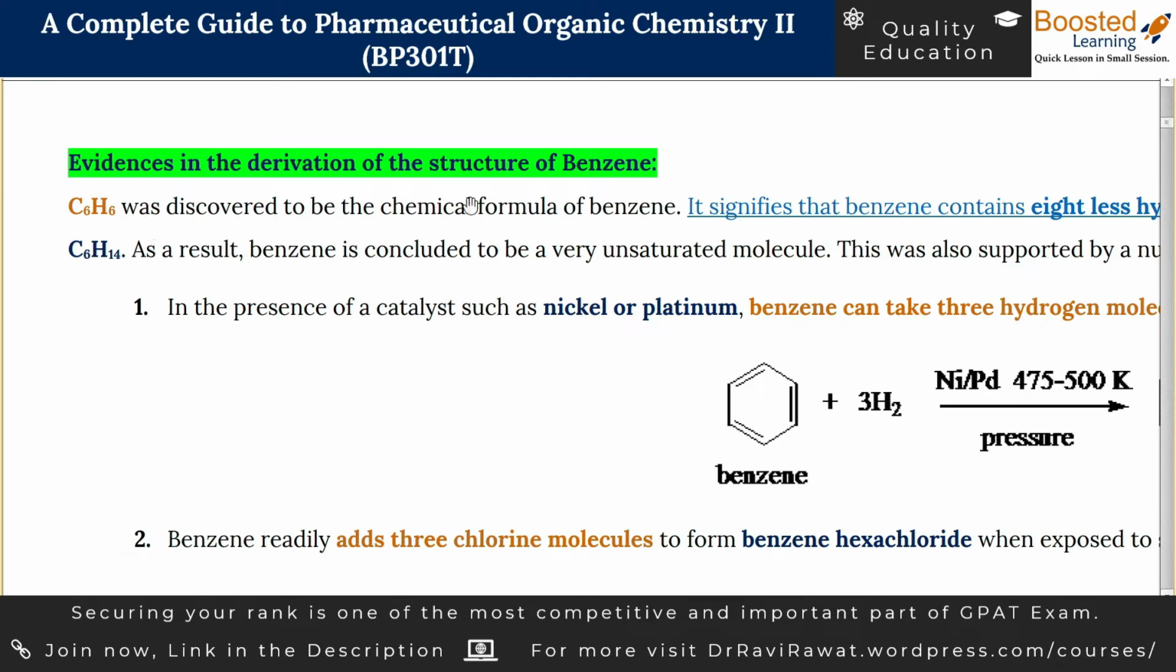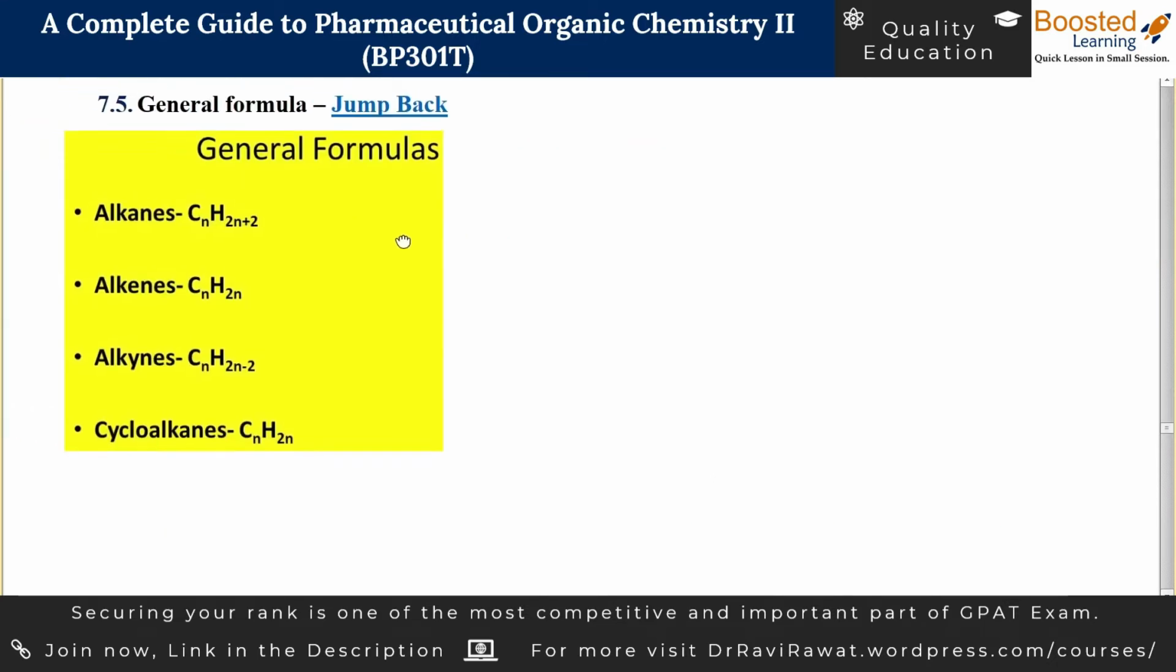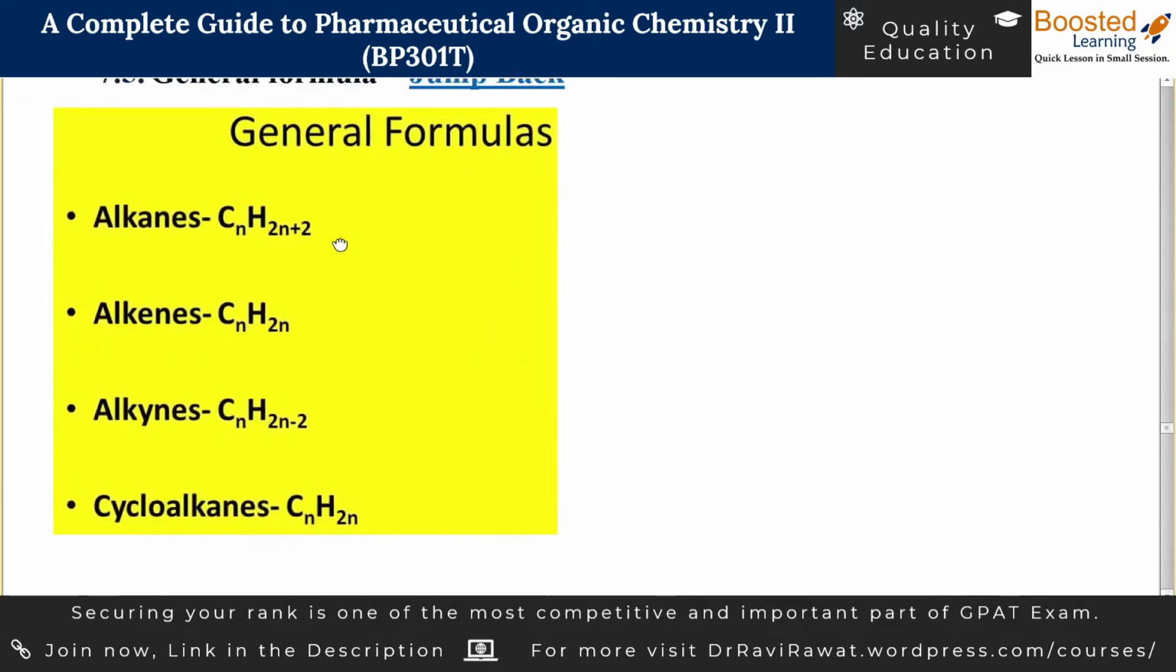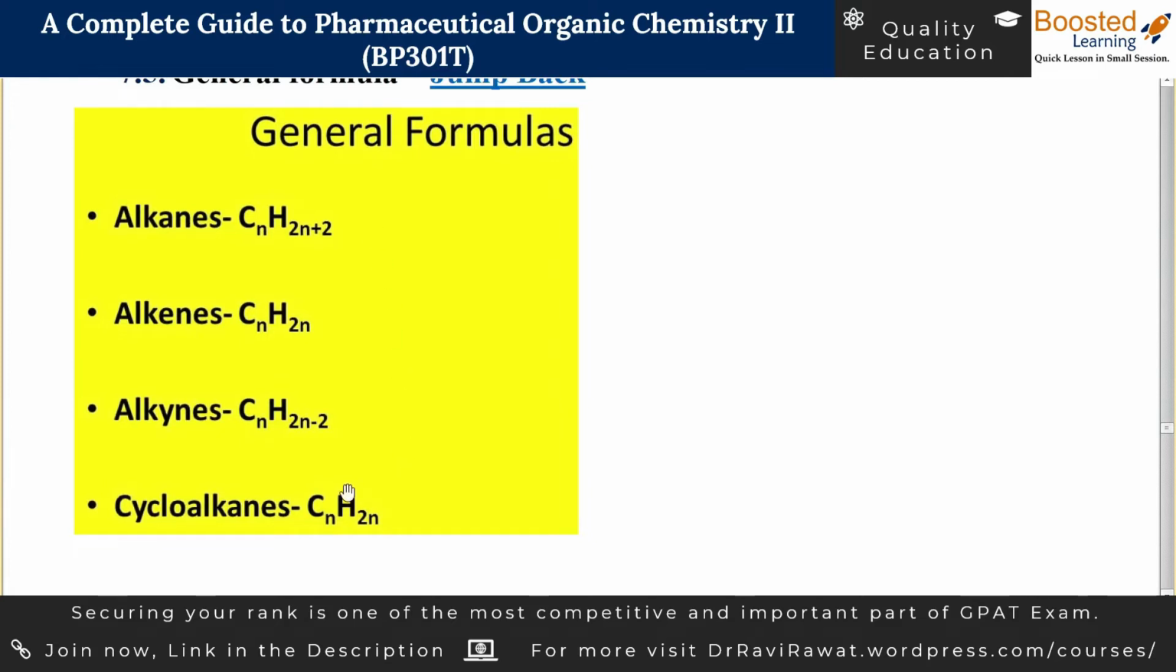So the scientific community looked at the formula of benzene, which was C6H6, and compared it. Compared with what? Compared with the general formula of the compounds that were known till then. As you already know these general formulas, alkanes have a general formula of CnH2n+2, alkenes have CnH2n, alkynes have CnH2n-2, and cycloalkane follows the same formula as alkenes.